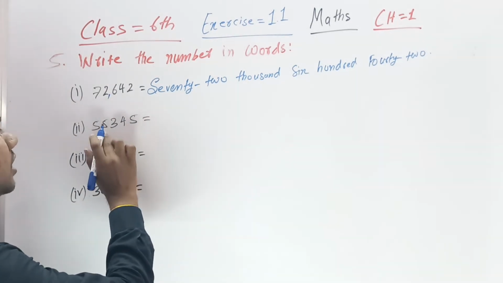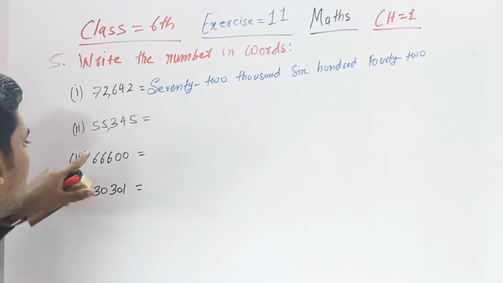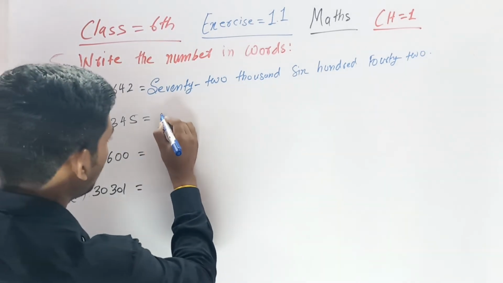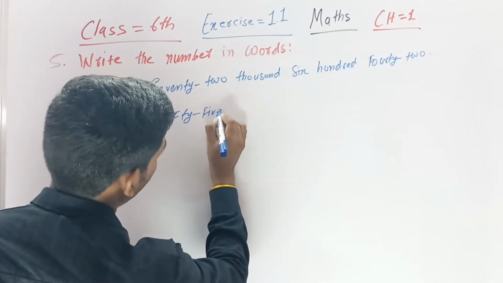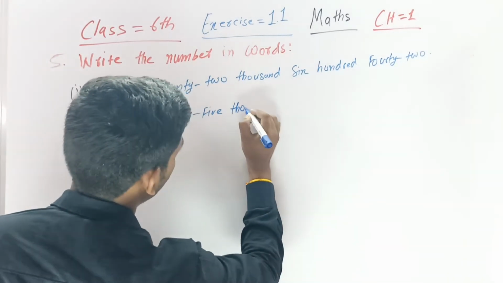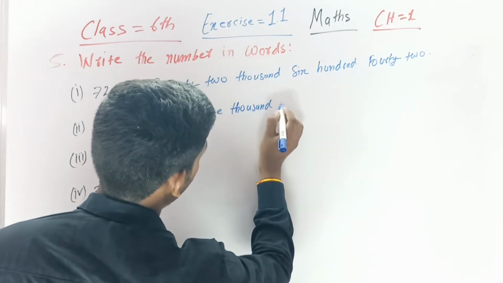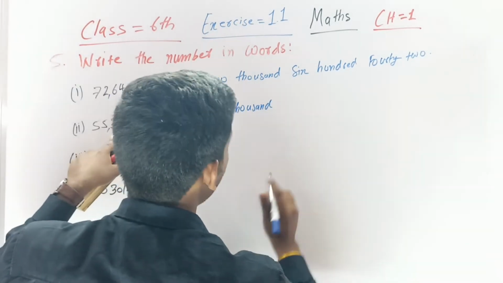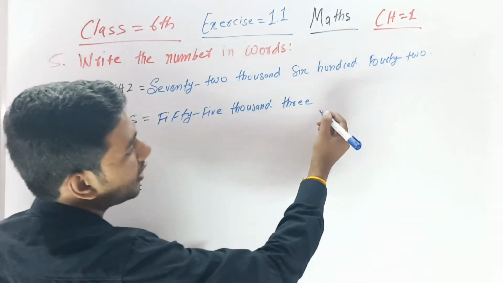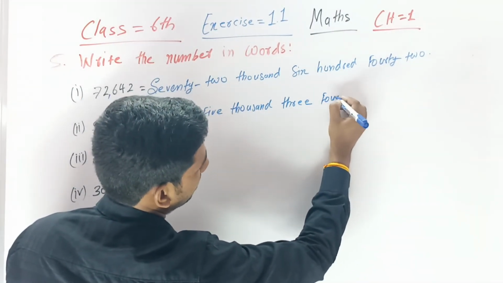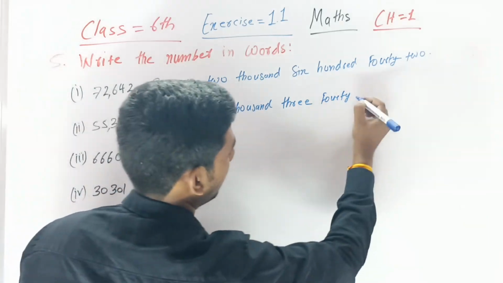So ones, tens, 100, 1000, 10,000. Okay, so this is the 55,000. How will you write? 55, FIFTY, 55,000. 55,300. 55,345. 45.